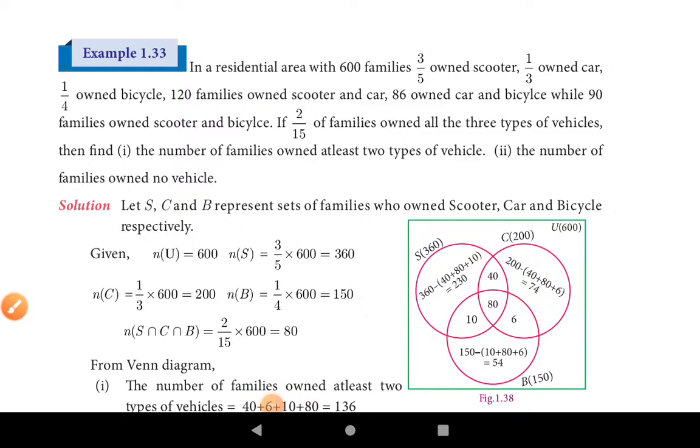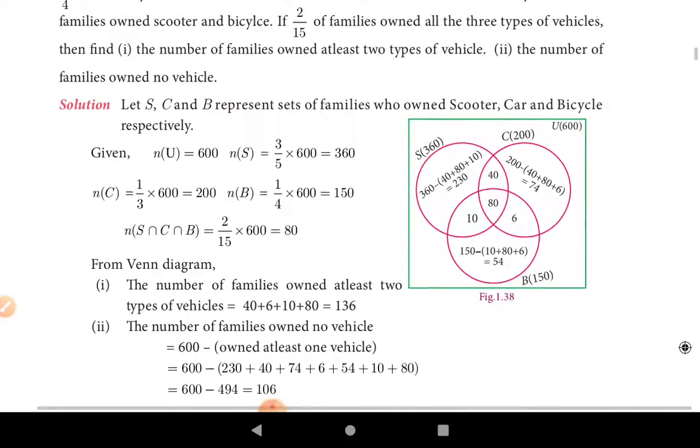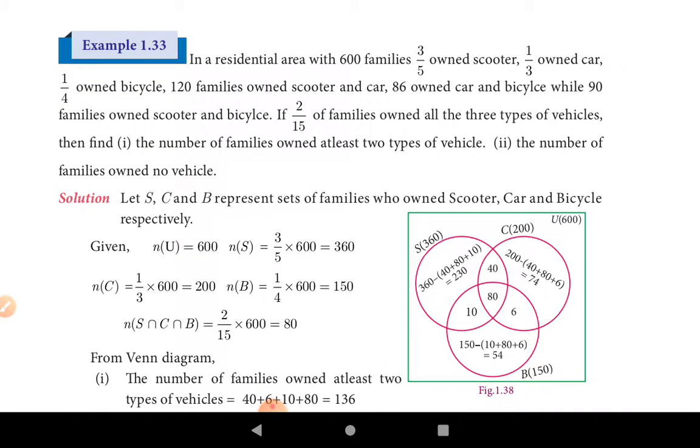Hello everyone. In this video lesson, we'll solve example 1.33 and also example 1.34. As you can see on the screen, in a residential area with 600 families, 3 by 5 owned a scooter, 1 by 3rd owned a car, and 1 by 4th owned a bicycle. 120 families own a scooter and a car, 86 own a car and a bicycle, while 90 families own a scooter and a bicycle. If 2 by 15th of families owned all three types of vehicles, then find the number of families owning at least two types of vehicle, and the number of families owning no vehicle.